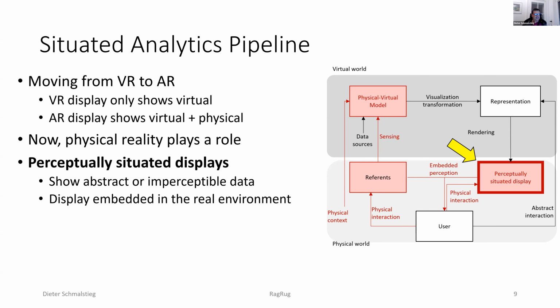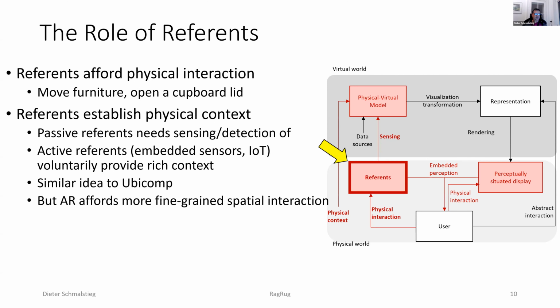But that's not the only thing that changes when we go into situated analytics. We also have the referents. So the referents, of course, bring about different physical interaction capabilities. You can now do things with physical objects in reality, but before you could only point towards virtual data elements or maybe shoot rays in the environment.